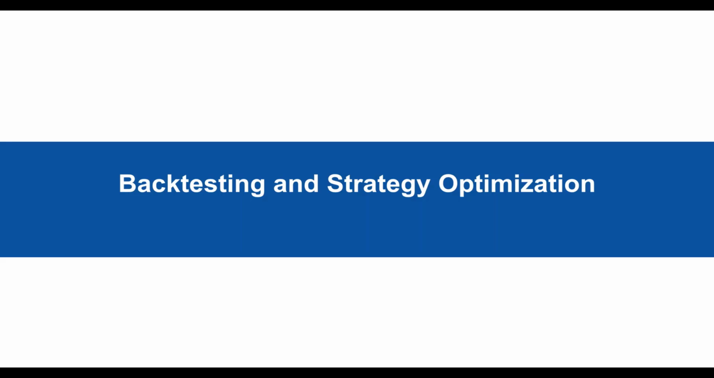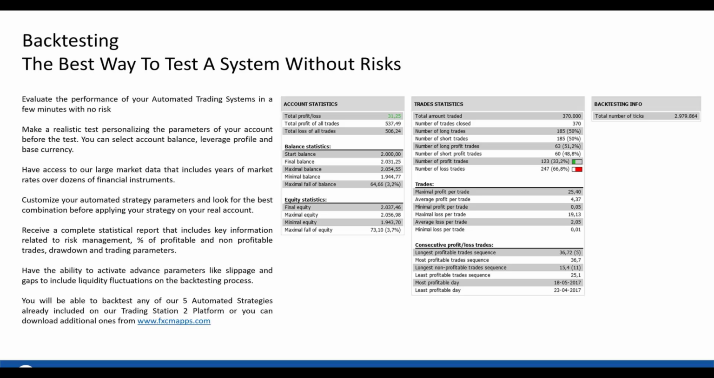Backtesting and strategy optimization. Backtesting, the best way to test a system without risks. Evaluate the performance of your automated trading systems in a few minutes with no risk. Make a realistic test personalizing the parameters of your account before the test. You can select account balance, leverage profile, and base currency. Have access to our large market data that includes years of market rates over dozens of financial instruments. Customize your automated strategy parameters and look for the best combination before applying your strategy on your real account.